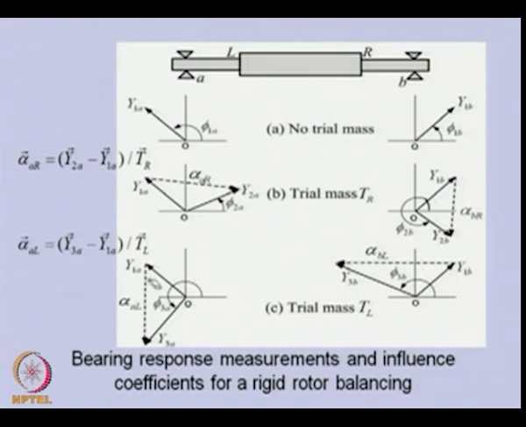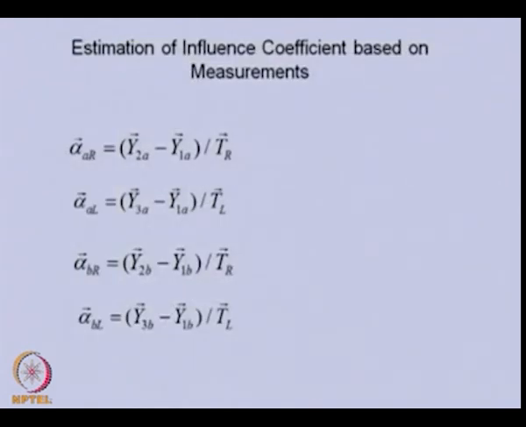Similarly, if we come here, this difference, which is y3A minus y1A divided by TL, will give an influence coefficient on plane A when the force is applied in the left plane. On the same line, we can get two additional trial masses or influence coefficients. So let us see those influence coefficients.